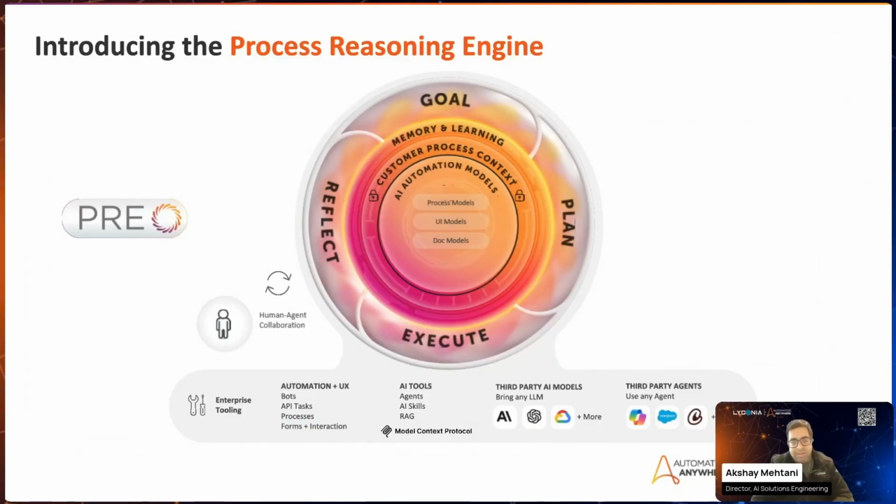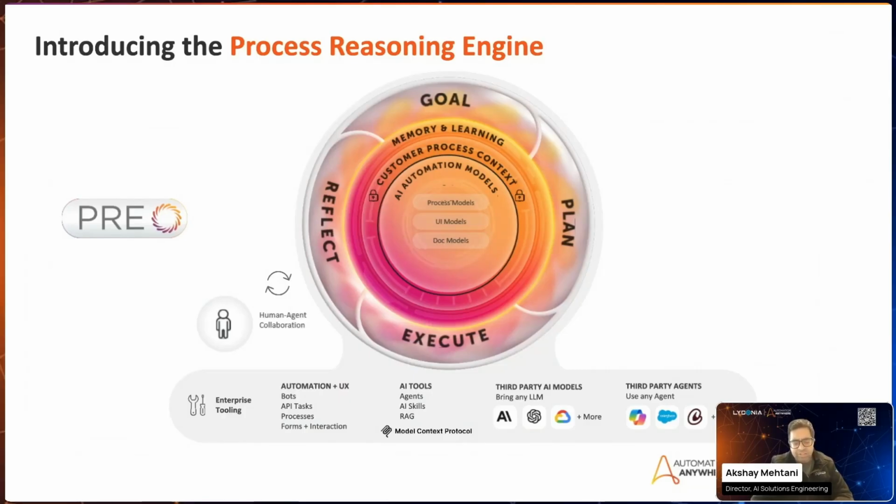We add our memory and learning on top of that. So now if I give this entire system a goal, it can develop a plan, work with you to execute the plan, and also reflect on that plan. And that all happens while having human agent collaboration come together, because these tools that we have, these memories and learnings, these automation models, they're not just RPAs.